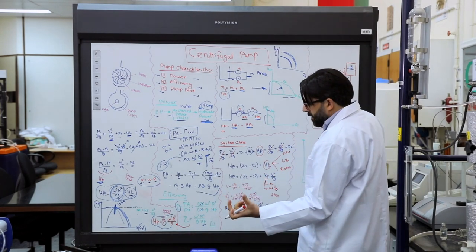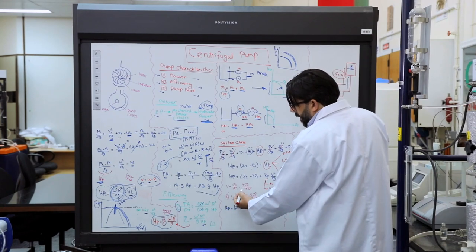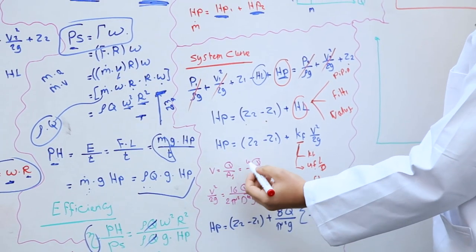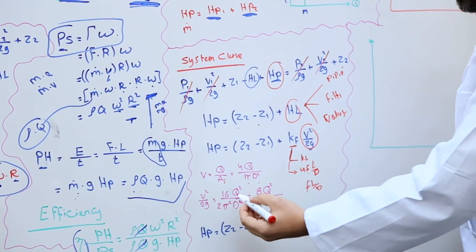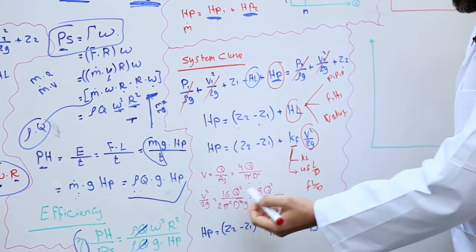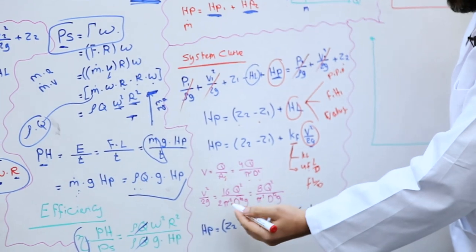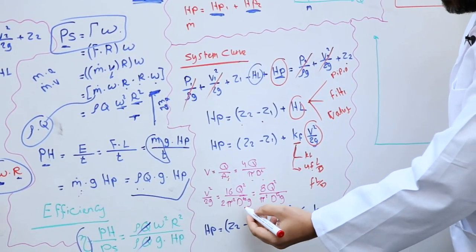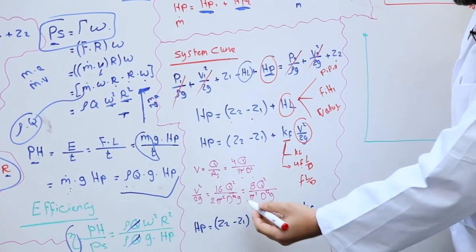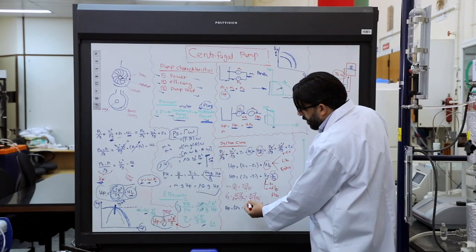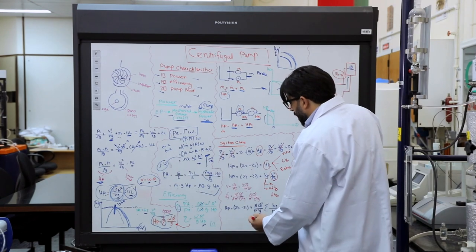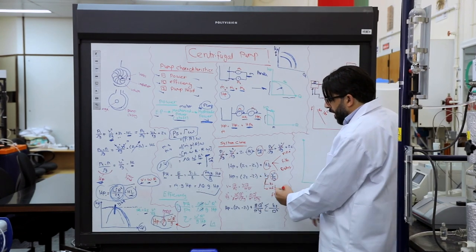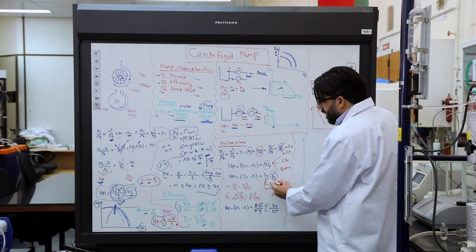Now, as you know, V equals Q over A. The pipe is circular, so the cross section A equals pi d squared over 4. So we can write all this part as 16, because we square it, 16 Q squared over 2 pi squared d to the power 4 g. So 16 over 2 will be 8, and here we have 8 Q squared over pi squared d to the power 4 g. Now, this is for all types of fitting. If we have a pipe, we'll apply this. If we have a fitting and valve, we'll apply this.